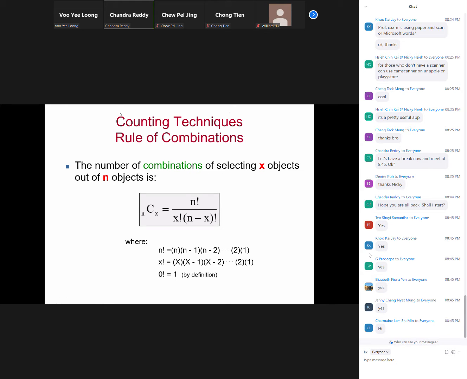We know from the counting techniques that when we are choosing X objects from N objects, the number of combinations you can expect is nCx, which can be written as factorial n over factorial x into factorial n minus x. This formula we have seen earlier under counting rules. So I clear this and move forward.